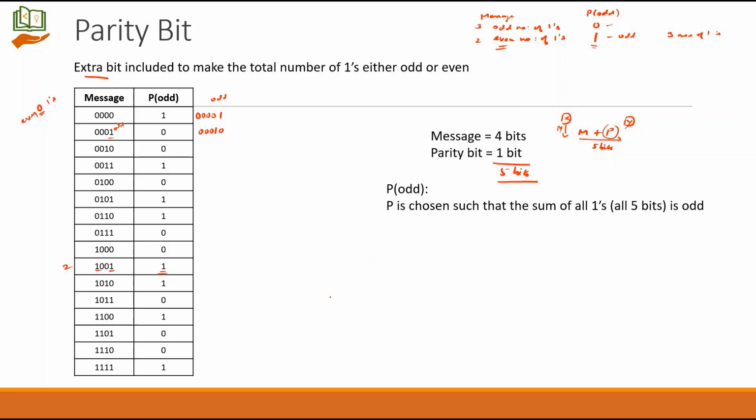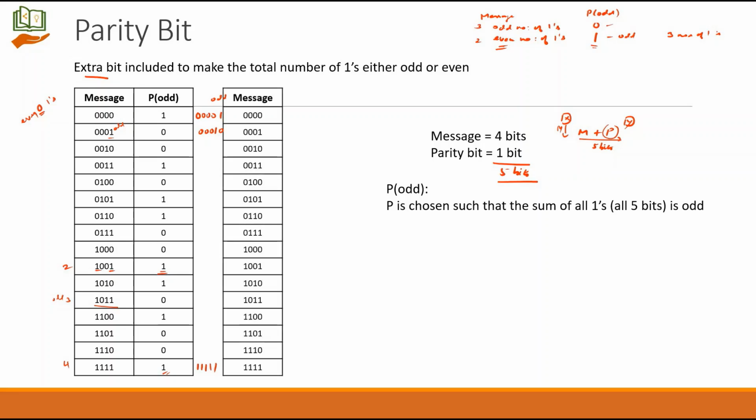Now let's check 4 ones, 1 1 1 1. There are an even number of ones, so we are adding 1 here to make it odd. Along with this, if you count 4 ones and another 1, this will be 5 ones. Now the count of ones will be odd. Now let's take 1 0 1 1. There are 3 ones, which is already odd. So we are just adding a 0. This is the concept of odd parity.